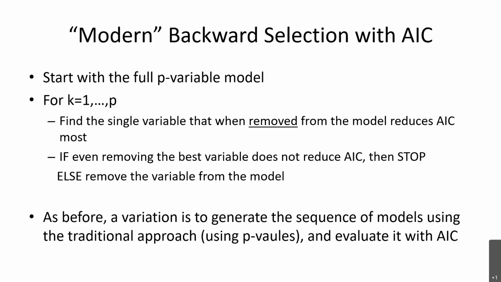So we start with the full model, find the single variable that when removed from the model reduces the AIC most. And if it doesn't lead to an improvement in the AIC criterion, we stop, or else we continue on and on until the model is empty. Probably you're going to stop sometime in between because the empty model is probably not good. All right, so as before, there is a variation of this approach, which is just to use the sequence of models generated by the traditional approach using p-values and evaluate that with AIC.